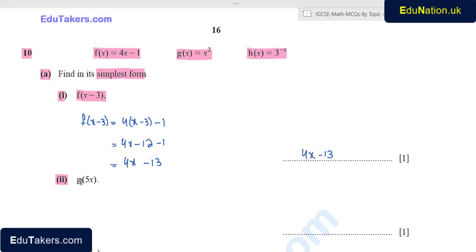The second part is g of 5x. g of x is x square. So g of 5x is equal to 5x and its square. Now 5 square will be 25 and x square. So 25x square.